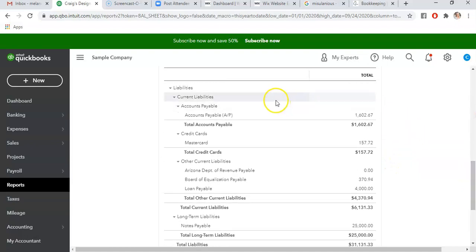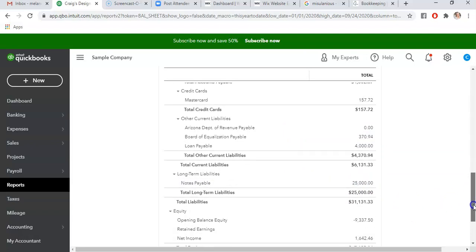Then you'll look at your current liabilities. So this is what is due that you owe to someone else, okay? So you might want to follow up with your accounts payable and get those paid off. And then you want to make sure that all your credit cards are listed here, and all of your current liabilities. So any loans that you have, any loans that you may have gotten because of COVID, it's really, really important that you list all those new loans here. And then any long-term notes payable, you will list them there.